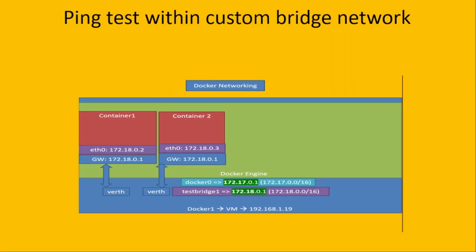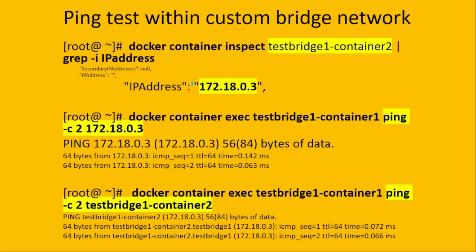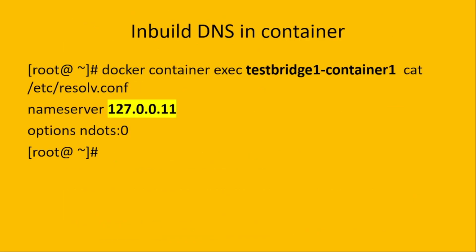Let me go to the PPT here. So as you can see, container 1 and container 2 are reachable. This is what we have done. With docker container inspect, we get the IP address of container 2, and then we try to ping by IP address, and then we try to ping by the name, and both are successful. So this is the benefit of the custom bridge network driver: the inbuilt DNS in the container.